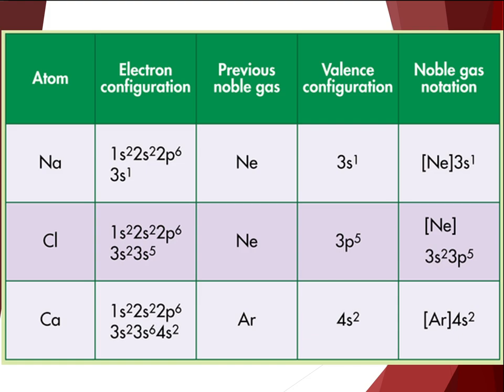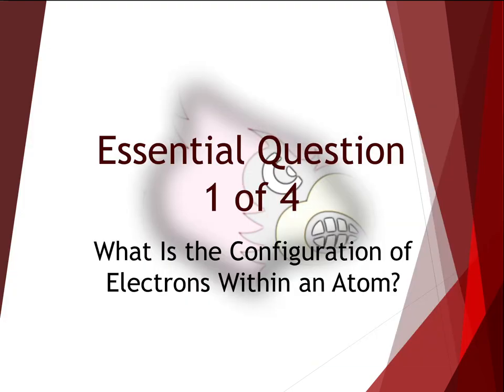Noble gas notation allows the electron configuration of any element with a large atomic number to be written in shorthand. It is as simple as writing the bracketed atomic symbol of the noble gas, followed by the additional orbitals that are filled. At this point, you should be able to generate a full and complete response to today's essential question. What is the configuration of electrons within an atom?